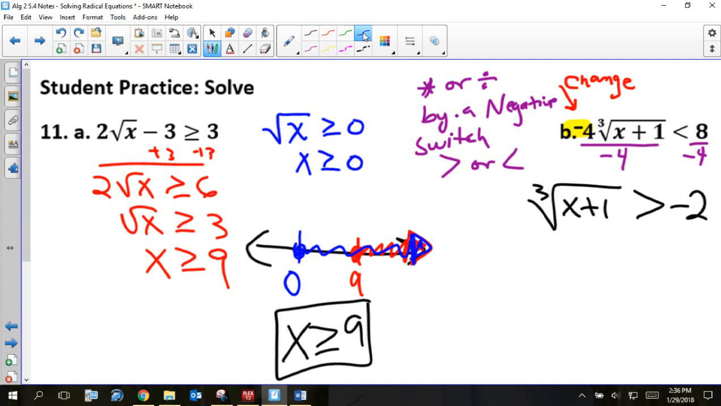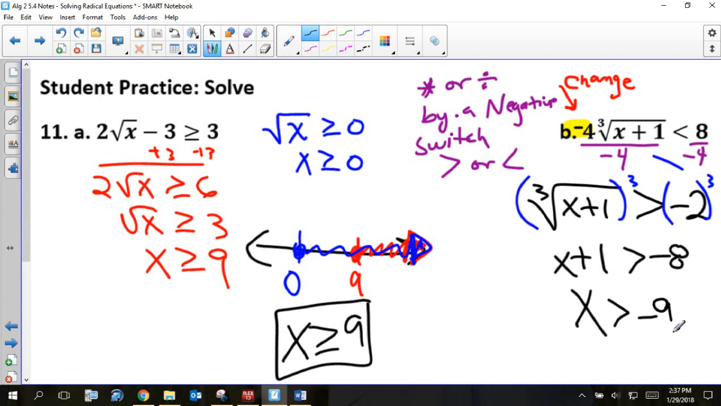Now what are we going to do? Cube both sides. We get x plus 1 greater than negative 8. So x greater than negative 9. There, I don't need to draw a picture, so I don't have two pieces. It's just that. Yay.